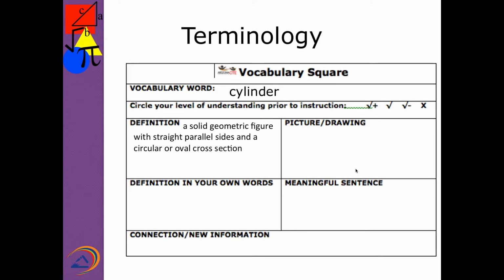A cylinder. A cylinder is a solid geometric figure with straight parallel sides and either a circular or oval cross section. So the 2 bases are either circles or ovals. They look kind of like a soda can.